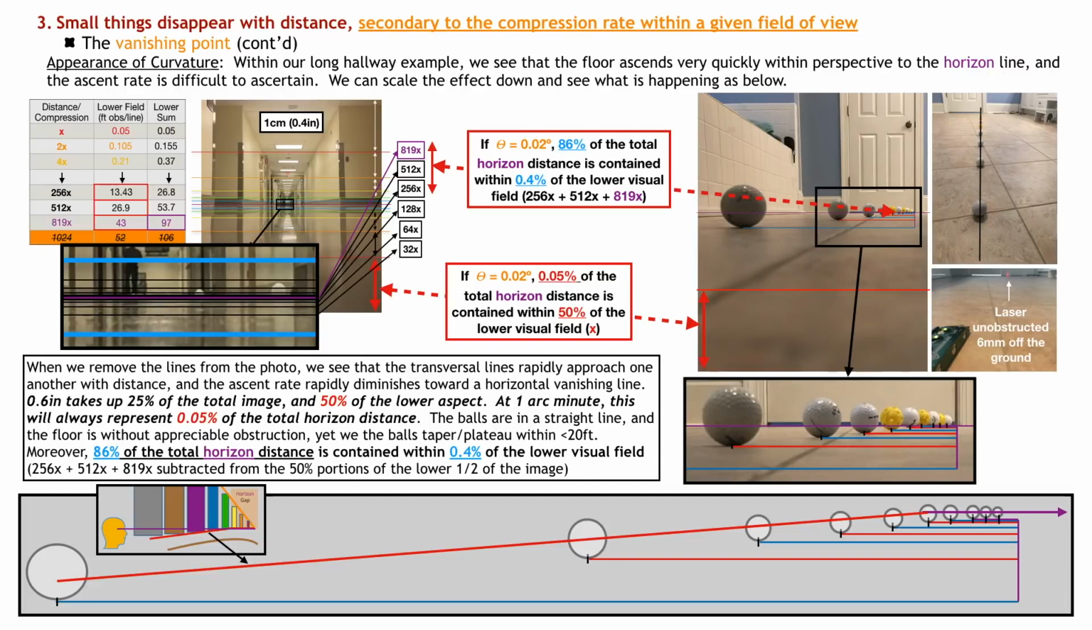So again, if at 1 arc minute, we assume 1 arc minute of resolution, 86% of the total horizon distance is contained within 0.4% of the lower visual field. And at 1 arc minute, 0.05% of the total horizon distance is contained within 50% of the lower visual field. So again, the main idea here is that very little information is taking up a large amount of space within any given photograph. And that's the main idea here, because the ascent rate can rapidly approach the horizon line.